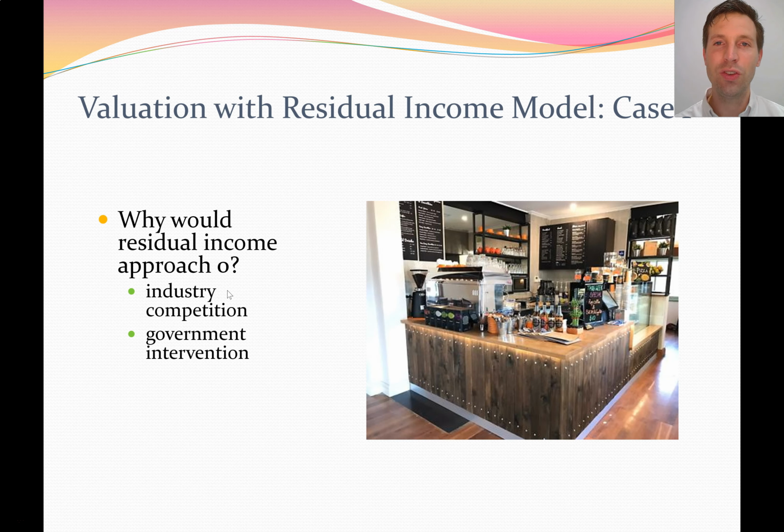So when you do introductory economics and you learn about monopolies versus perfect competition, one of the definitions of perfect competition is that firms are not able to earn a return higher than their cost of capital. So residual income of zero will be likely when you believe that the firm's going to have really, really strong competition or strict regulation from the government that will not stop them from making a profit, but stop them from regularly earning a profit that is higher than their cost of capital.